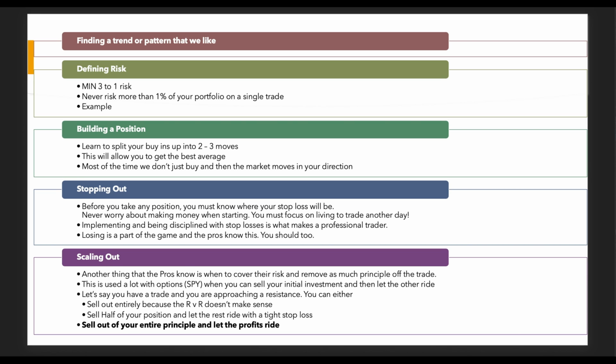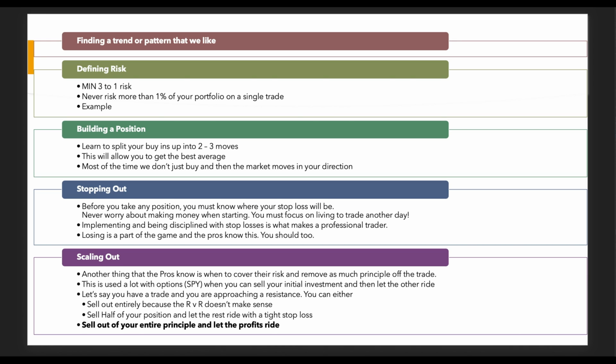Losing is part of the game, and the professionals know this, so you should know it too. The last part about putting on a winning trade is scaling out of a position. Another thing that the pros do is they know when to cover their risk and remove as much principal as they can off of the table. This is used a lot with SPY options or just options in general, right?